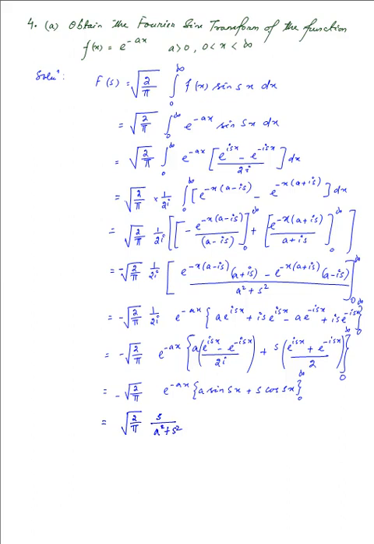I'll probably be writing down 1 over a squared plus s squared, and finally over here I've brought it back once again. So this is the result of the Fourier sine transform of the function f of x equal to e raised to the power minus ax within the given limits, for a being a positive number.